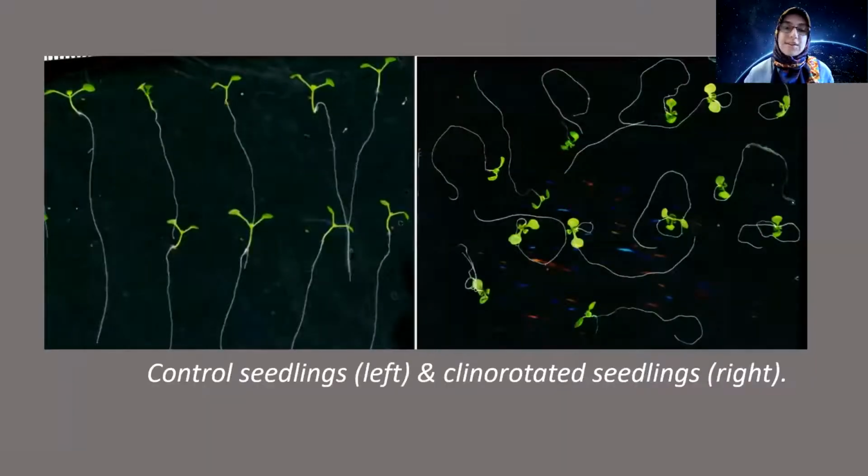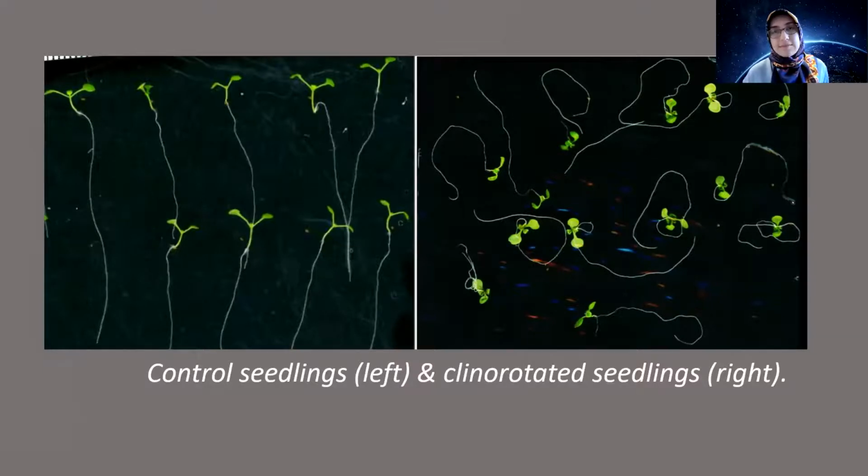Here on the right we can see an example of how the plants react under gravitational stress simulated by the 2D clinostat. That is how we do our treatment group. And then the control group is just the other half of the plates, grown vertically.